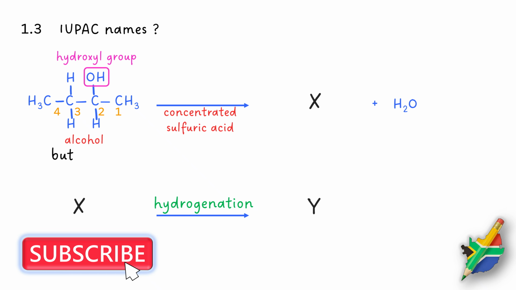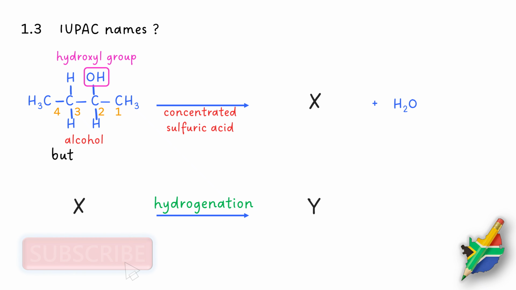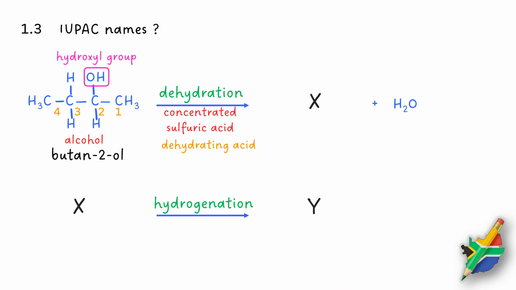There are 4 carbons in the chain, and so the root name is but-, and we can number the chain starting on the end closest to the functional group. There are no double or triple bonds in the chain, and so it is a saturated compound, and the name becomes butane. Since the hydroxyl group is on carbon number 2, the suffix is 2-ol, so this alcohol is butan-2-ol. We are told the alcohol is treated with concentrated sulfuric acid.